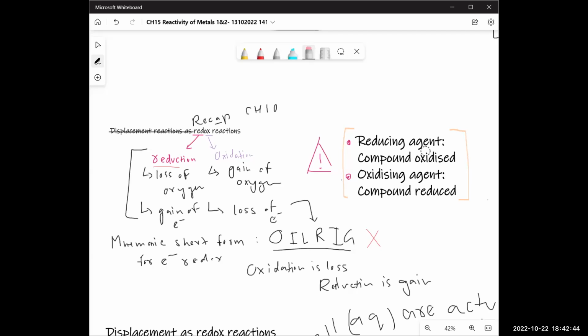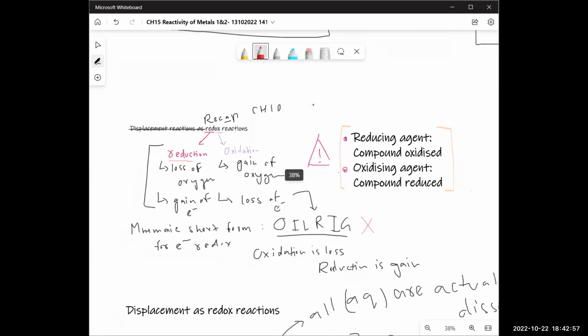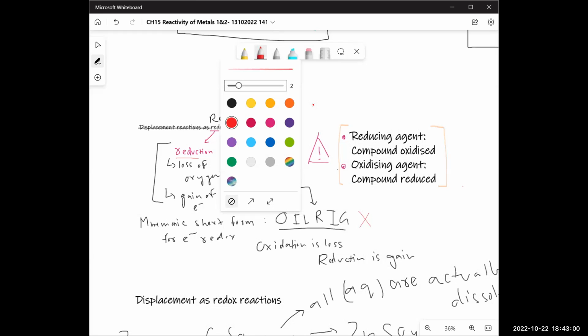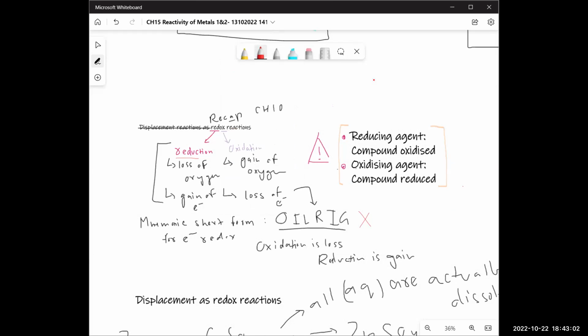Now, how does that make sense? Well, it makes sense if you think about this. An agent is someone who helps, right? So if it itself is being oxidized, it is helping the other guy be reduced. So if I am oxidized, then you are going to be reduced. So I'm helping you reduce yourself. Now, quickly write all of this in your notebook. Tell me when you're done.